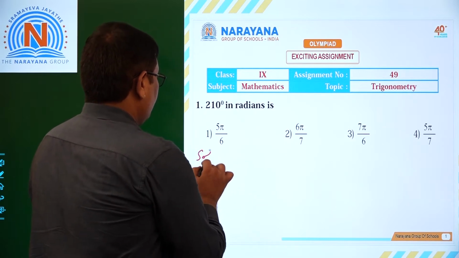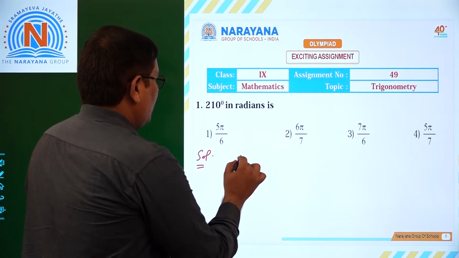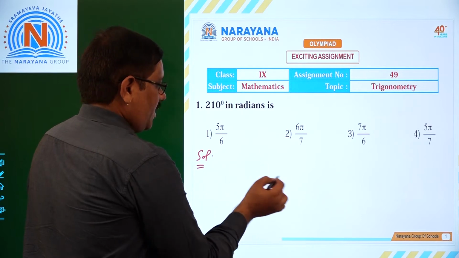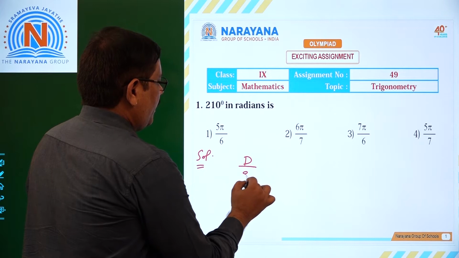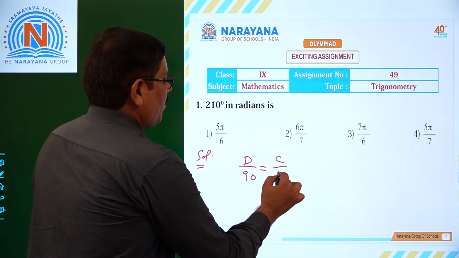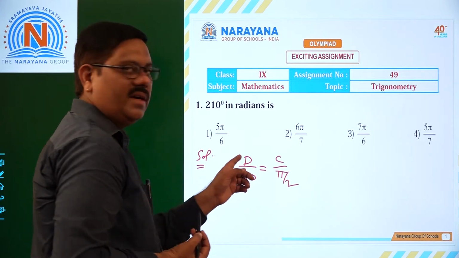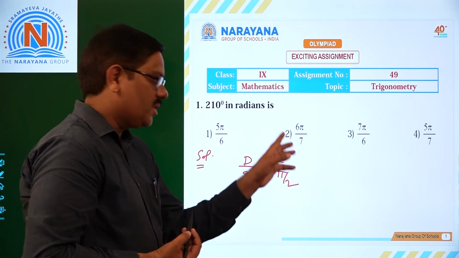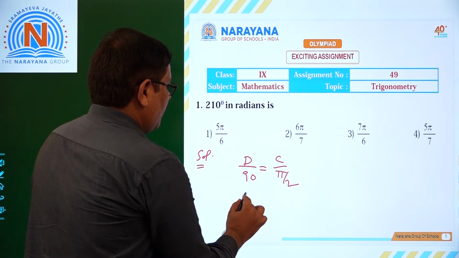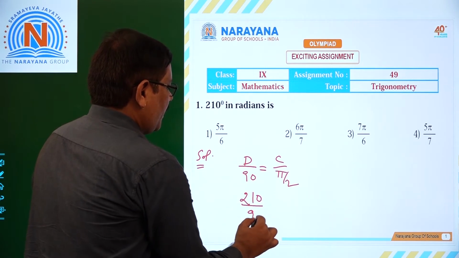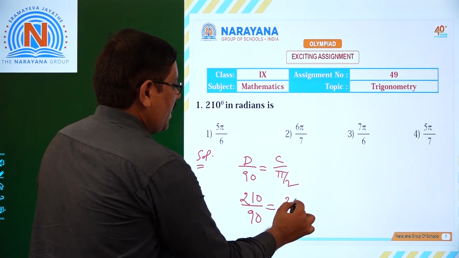Now, solution. We have 90 degrees as we have seen now. D by 90 is equal to C by pi by 2. This is the relation. Using this relation, we can do it. Here D is nothing but 210. That is 210 by 90, that is equal to 2C by pi.